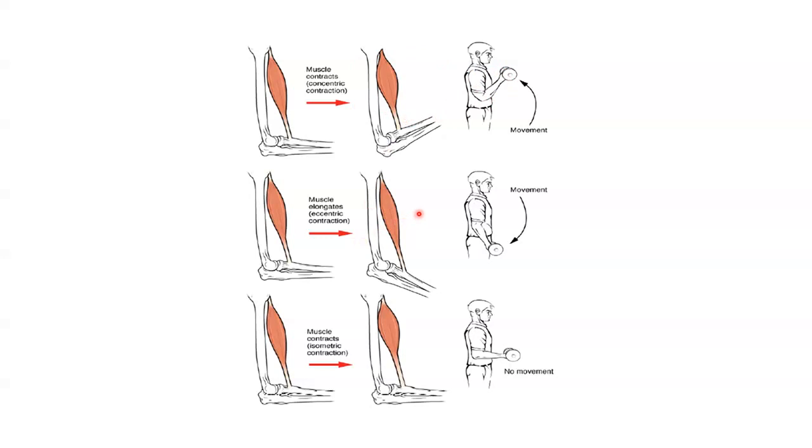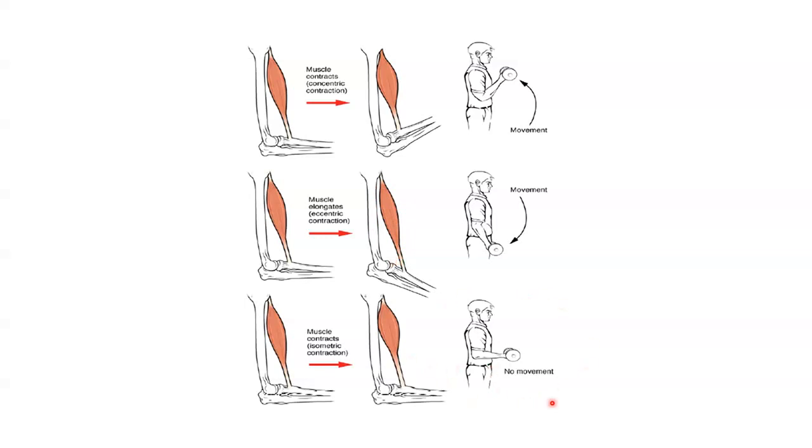We then have our eccentric isotonic muscle contraction, where a muscle lengthens while it produces force. So in this example, we're now slowly putting that weight back down. So our biceps brachii is lengthening while producing the tension or the force. We're not just letting that weight drop.